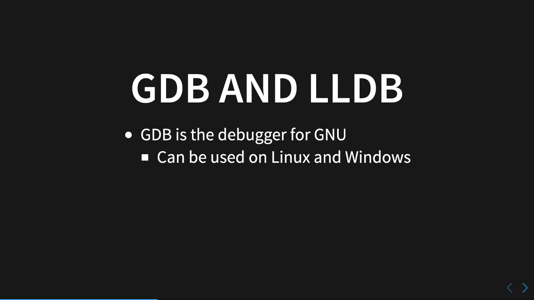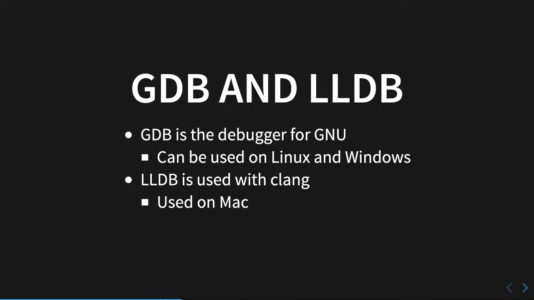So we'll be talking about GDB and lldb. GDB is the debugger for GNU. It's installed by default in Linux, and if you install MinGW or one other compiler onto Windows, you can use it on Windows as well. And then there's also lldb, which is used with Clang. That's for Mac. That's what I'll be using tonight when I demonstrate. But they're basically the same thing. The commands are more or less the same. There's a few differences, but when I hit those differences, I'll point them out.